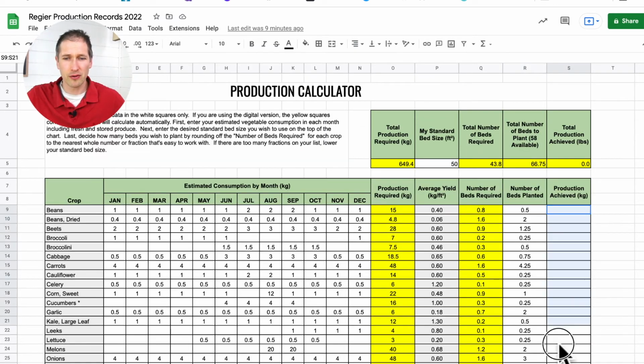And the last thing that we'll do with this chart at the end of the season is come back here and record our total production achieved and compare that with the target production that we had set out to grow in the first place. And by following this practice year after year, this planning process becomes more and more accurate every season. So you now know the full process we use to take our guesswork out of garden planning.